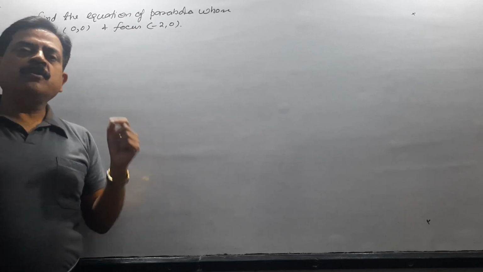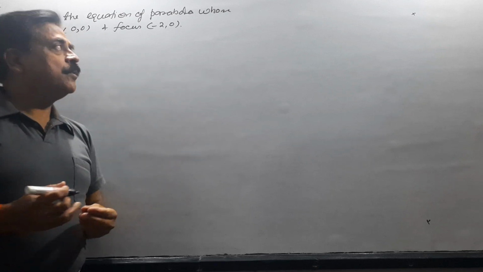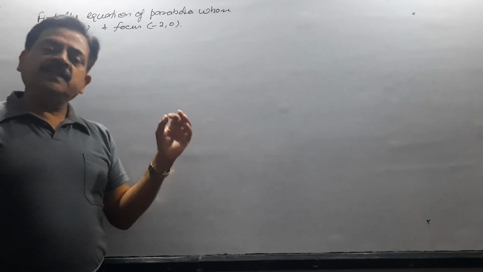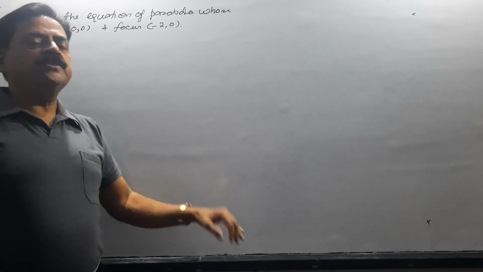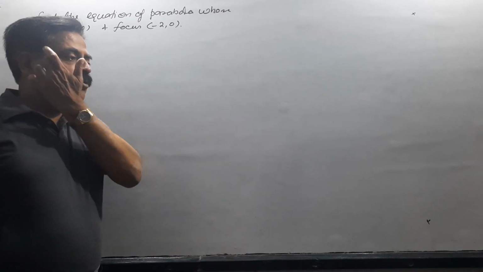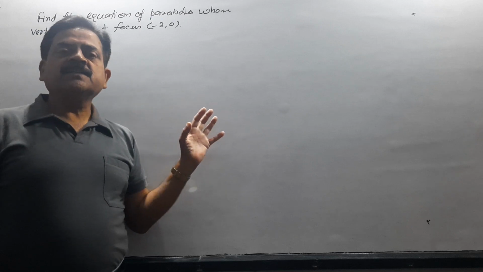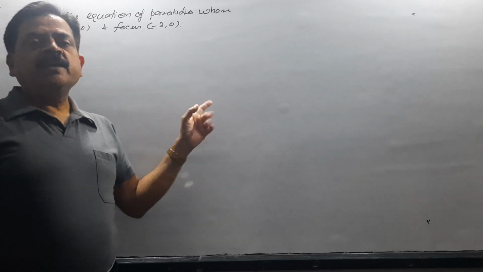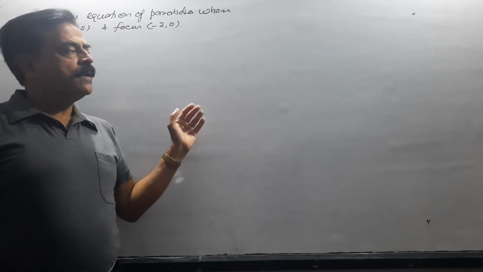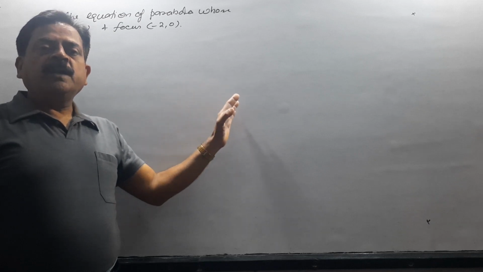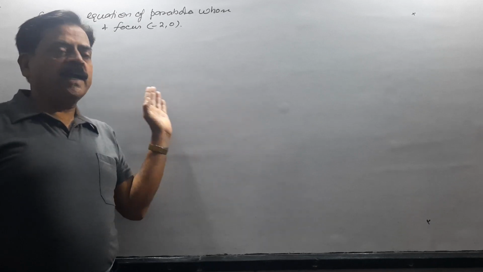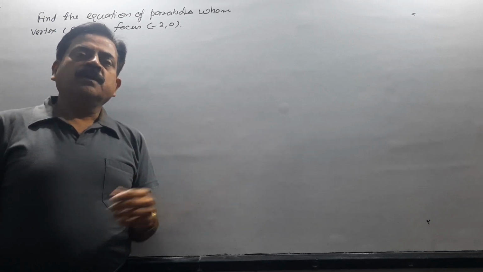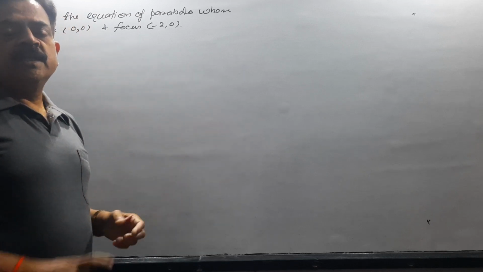Two things we have to keep in our mind when we are solving the problem on parabola. Number one, we have to identify the parabola is in standard form or in general form. If parabola is in standard form, it means vertex of parabola will be origin, focus will lie on x-axis or on y-axis, directrix will be parallel to y-axis or x-axis, and axis of parabola will be x-axis or y-axis. So these are the conditions for parabola being in standard form.